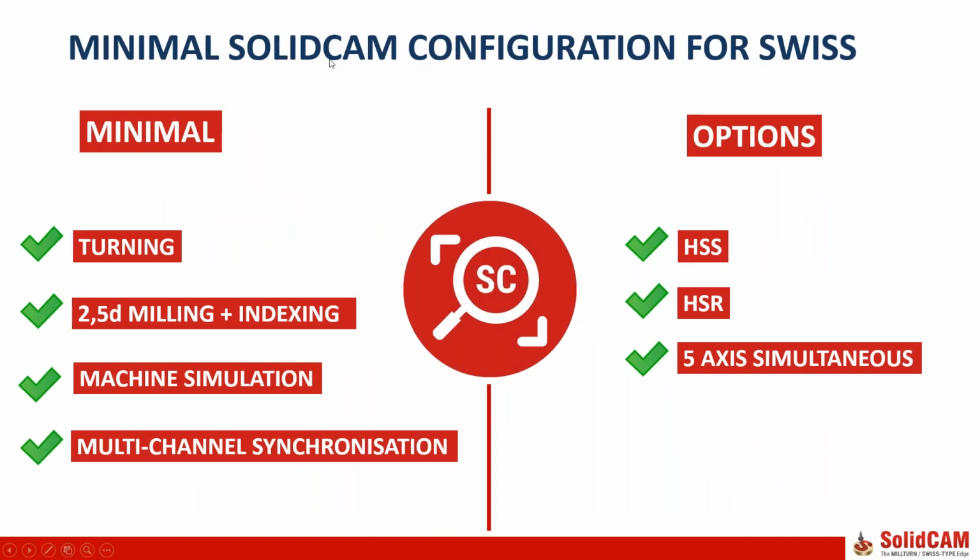From the SolidCAM point of view, it's pretty simple because you don't need much from SolidCAM. You need turning, milling, 2Ds, machine simulation if they want simulation, and multi-channel synchronization. If you take the more advanced one, then you covered everything. There are some options on top you can offer, but maybe later. SolidCAM configuration is clear: Mill-Turn, machine simulation, synchronization. That's all you need for a multi-channel machine, either Mill-Turn or Swiss type.